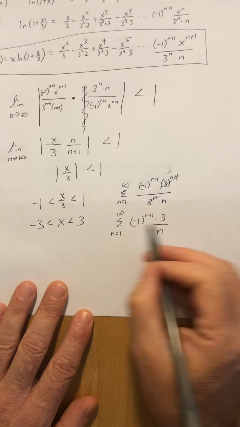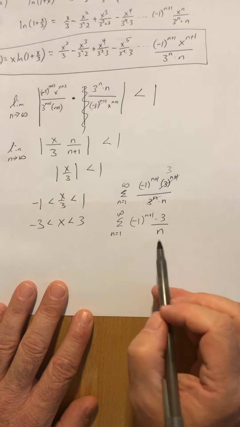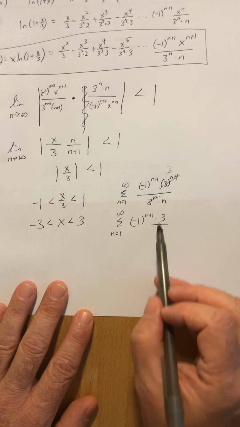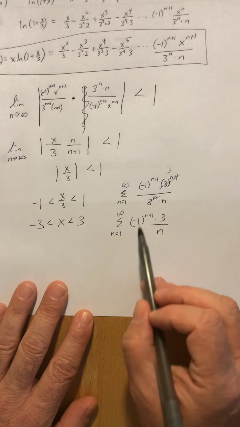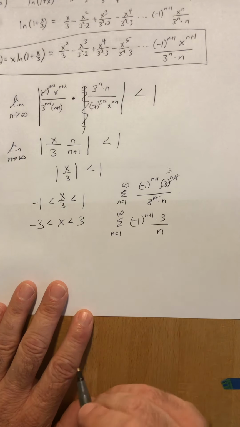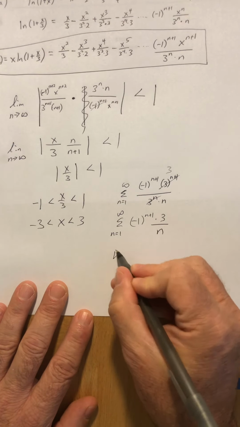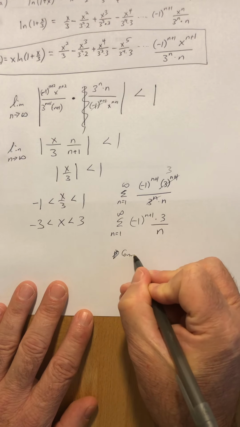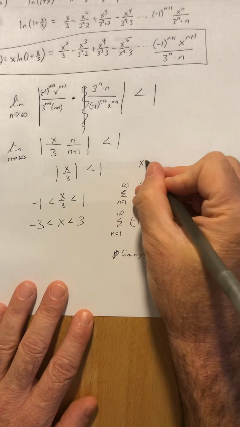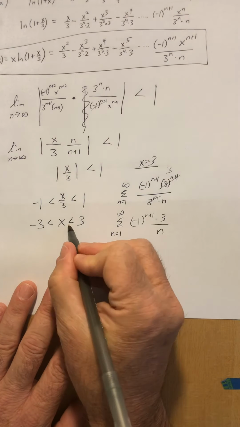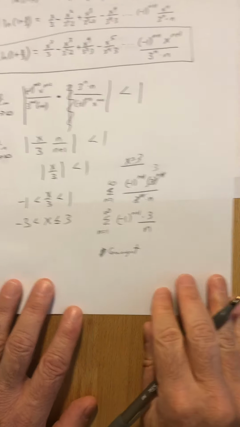The 3 can be factored out, and so really you should recognize this as an alternating series, but it's 1 over n, so that's a p series with p equals 1. It's also the harmonic series, but the fact that it's alternating is key, and it's going to be convergent because of that, which means that for x equals 3, that's going to be included in my interval of convergence.